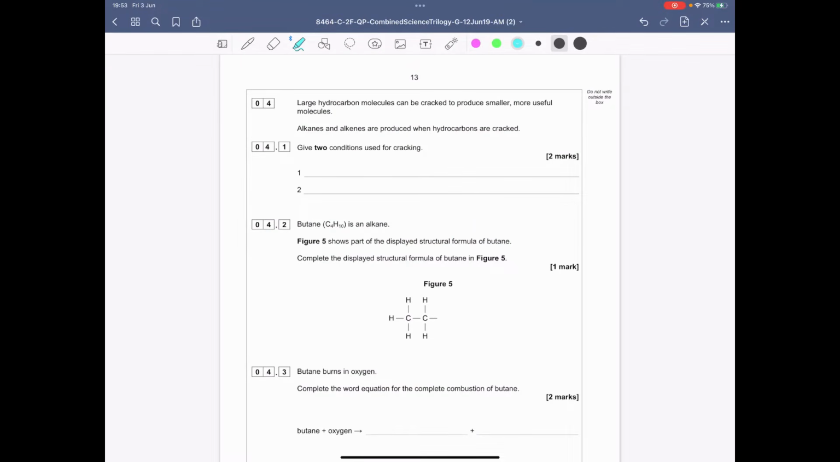Okay, so question number 4 then. Large hydrocarbon molecules can be cracked to produce smaller, more useful molecules. Alkanes and alkenes are produced when hydrocarbons are cracked. Give 2 conditions that are used for cracking. Well, to crack something, we want to break it into smaller pieces, so we heat it up, so we use a high temperature. That's why we use a Bunsen burner to do it. And we could also use a catalyst to reduce the amount of energy we actually need to put in. And we could use steam or a ceramic catalyst.